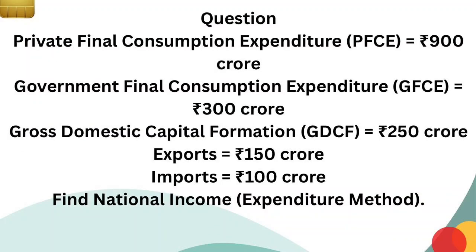Now it's time to solve our first numerical using the expenditure method. Before we start, always remember the formula. National income is equal to C plus I plus G plus X minus M.